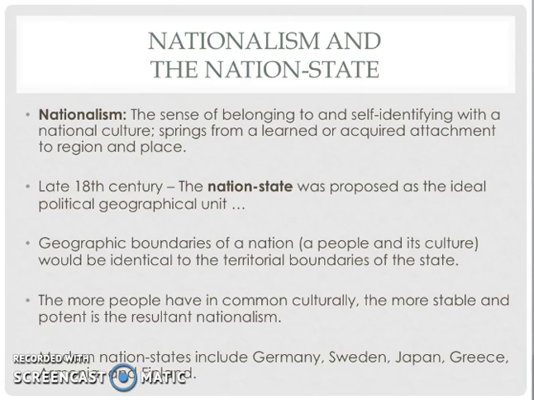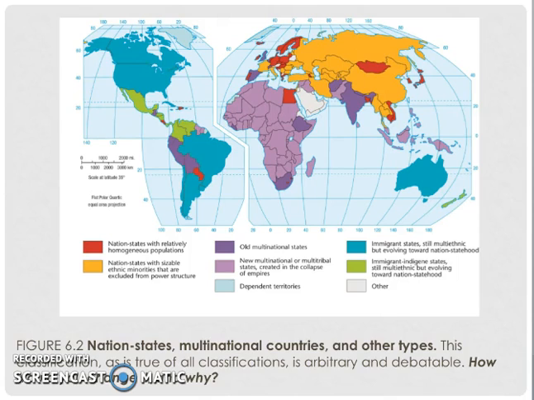The more people have in common culturally, the more stable and potent is the resultant nationalism. Examples are Germany, Sweden, Japan, and Greece, with a very strong national culture within those countries. Here's a map of nation states, multinational countries, and other types. So we see North America here, north of the Rio Grande anyway, as immigrant states, still multi-ethnic, but evolving towards nation statehood.